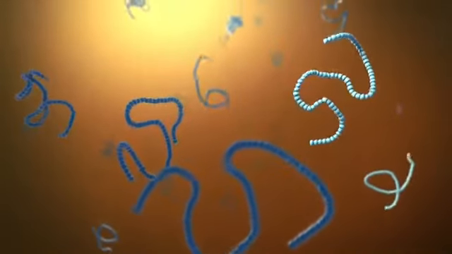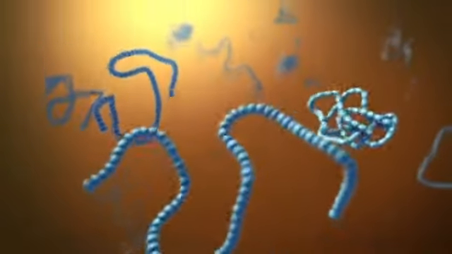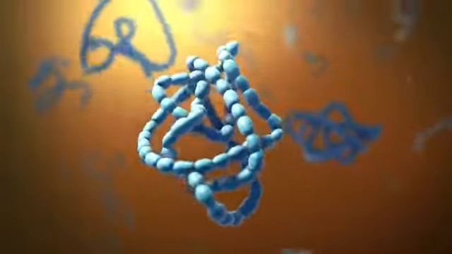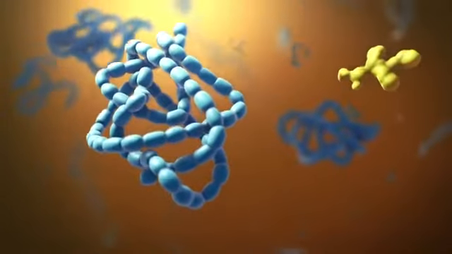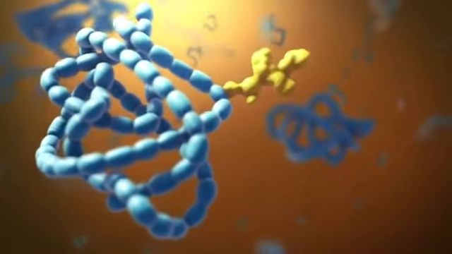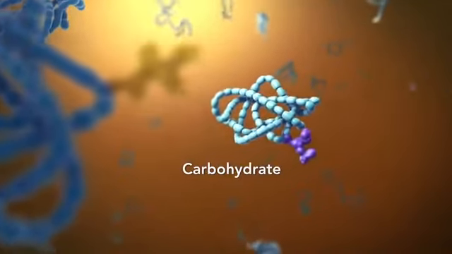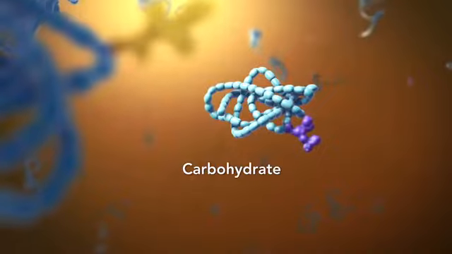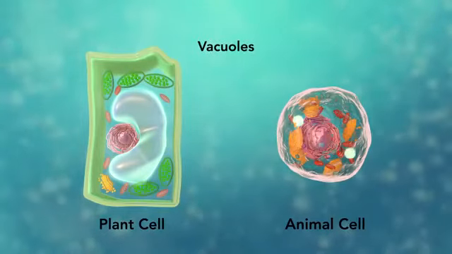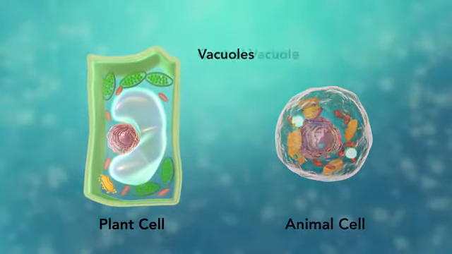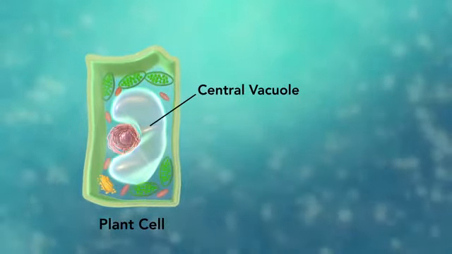As proteins move through the Golgi body, they're customized into forms that the cell can use. The Golgi body does this by folding the proteins into usable shapes, or adding other materials onto them, such as lipids or carbohydrates. Vacuoles are sac-like structures that store different materials. Here, in this plant cell, the central vacuole stores water.